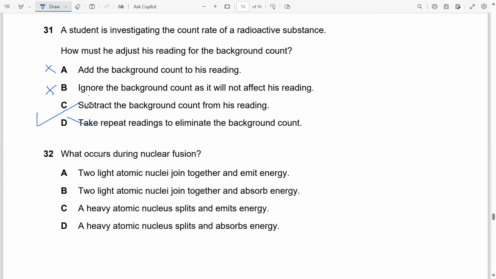Question 32. What occurs during nuclear fusion? So two light nuclei join together and emit energy. Option A is correct.